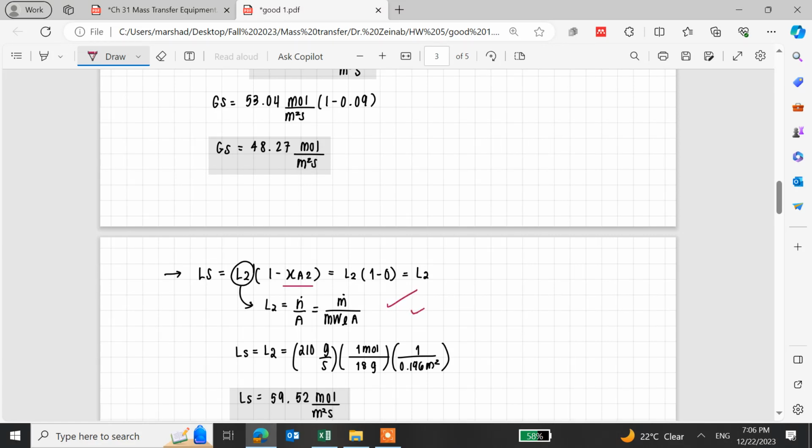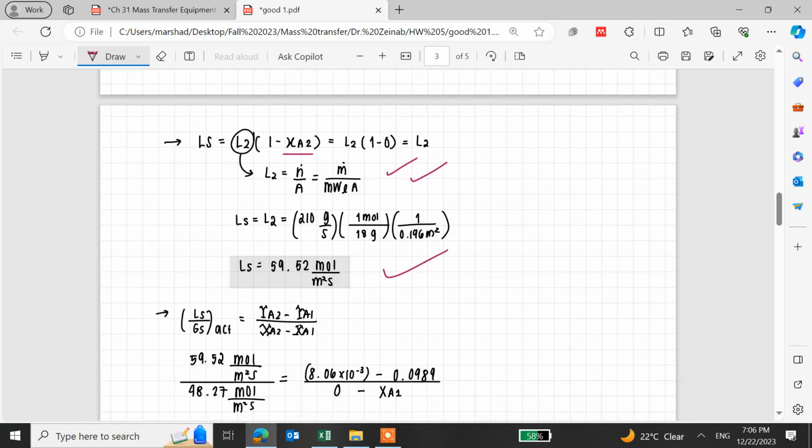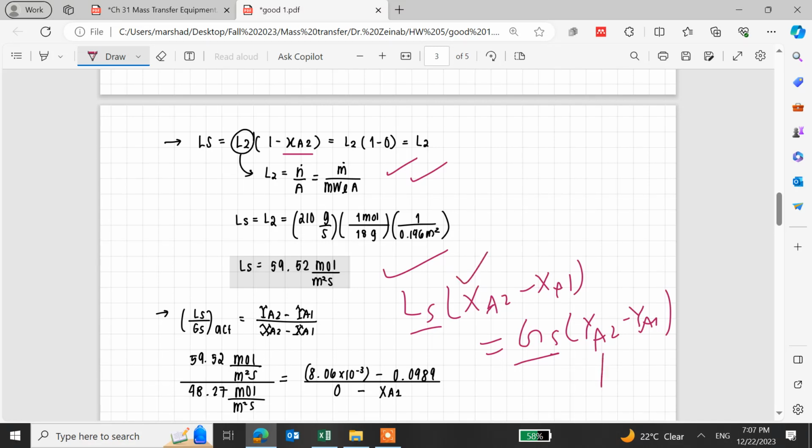Okay, so LS and GS you find, then we have LS times (XA2 minus XA1) equals GS times (Ya2 minus Ya1). So LS is known, GS is known, XA2 is known, Ya2 is known, Ya1 is known. We can find XA1. So what will be the mole fraction concentration in the solvent leaving the absorber? Okay, so XA1 is known.